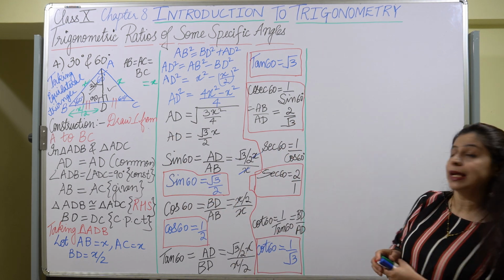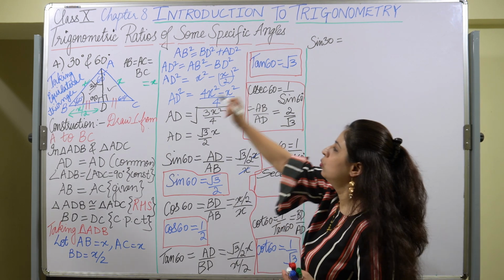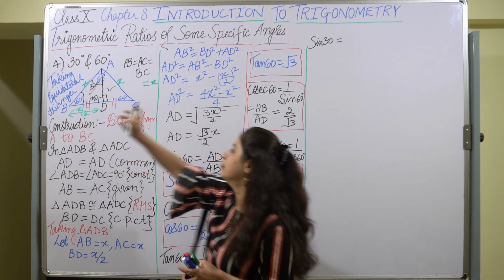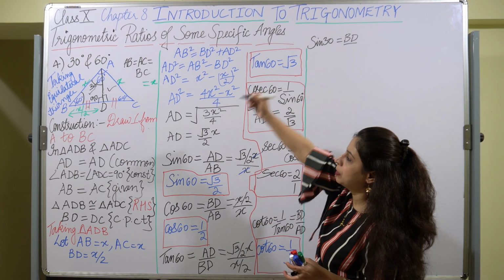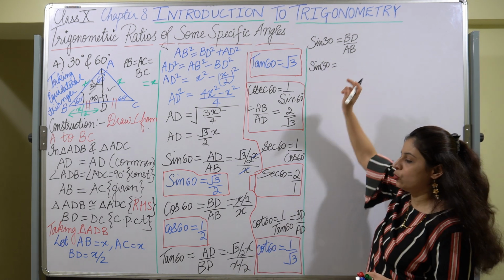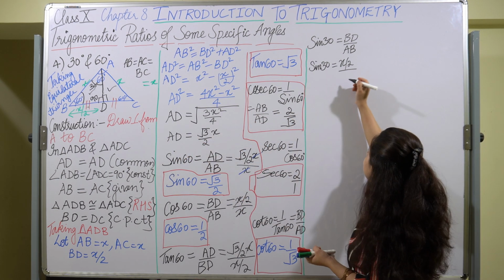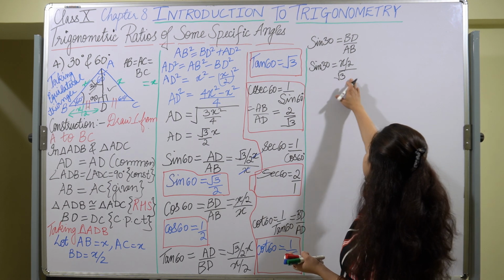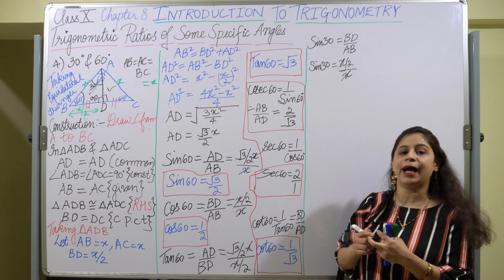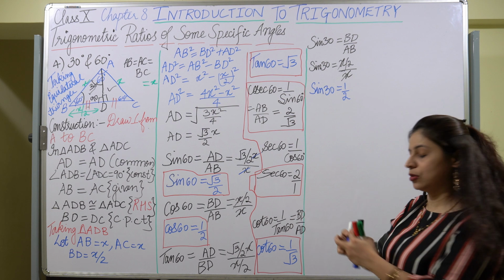So let us start with sine 30. Sine 30 will be equal to perpendicular upon hypotenuse. For 30 degrees, the perpendicular will be BD, so it will be BD upon hypotenuse. Hypotenuse will remain the same, AB. The BD value is equal to x by 2, and AB is x. So x and x get cancelled. So sine 30 is equal to 1 by 2, and this is the value to be learned.